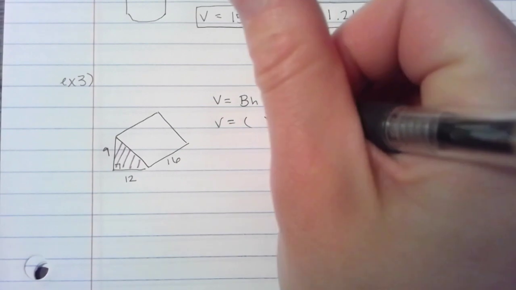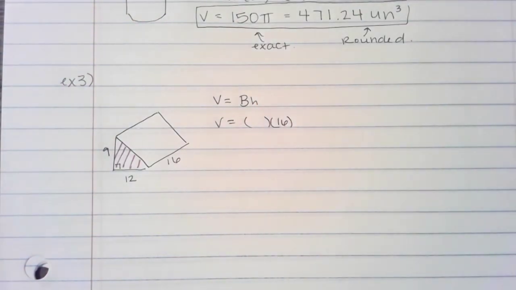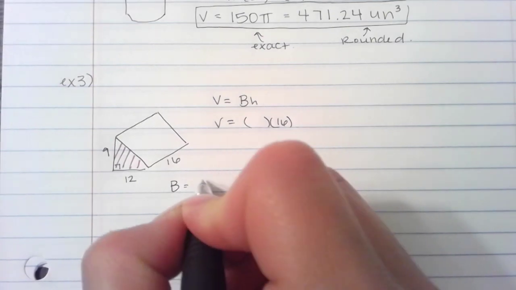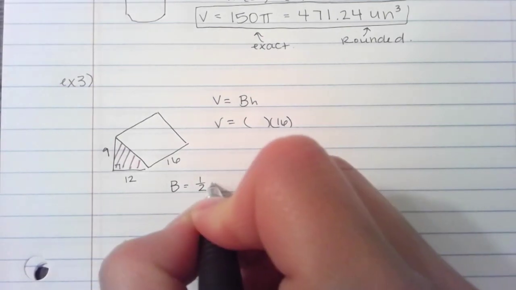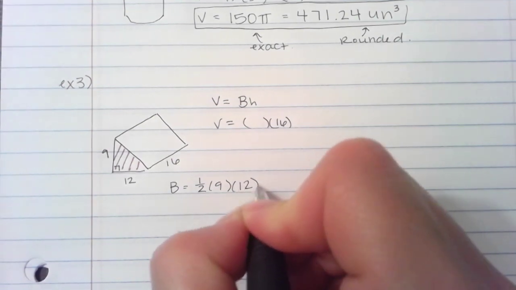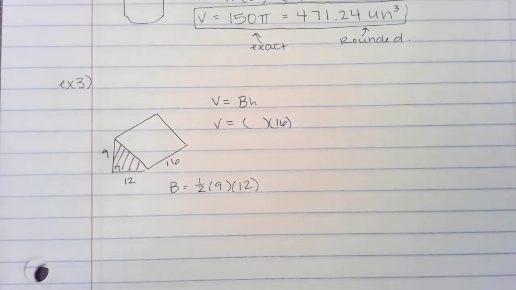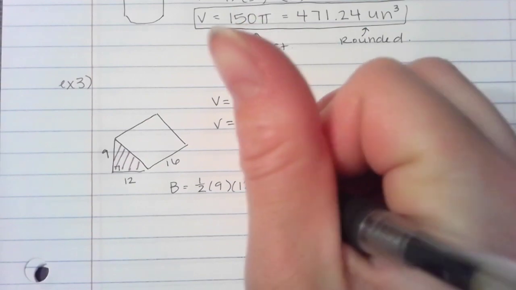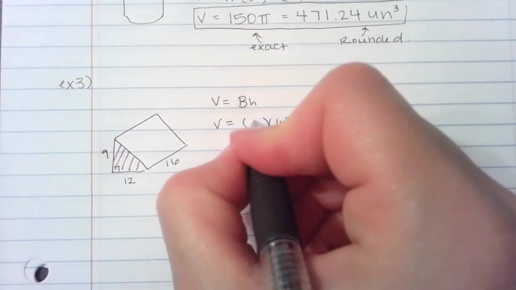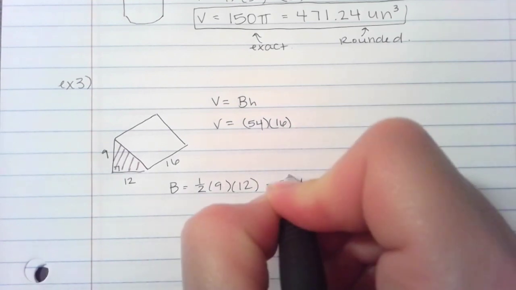And you know my height, I'm going to plug that right in because that's nice. And then if I'm looking for the area of the base, well, the area of a triangle is 1/2 the base of the triangle, not the area of the base, times the height. What is 1/2 12 times 9? That is 54. So that's my base.